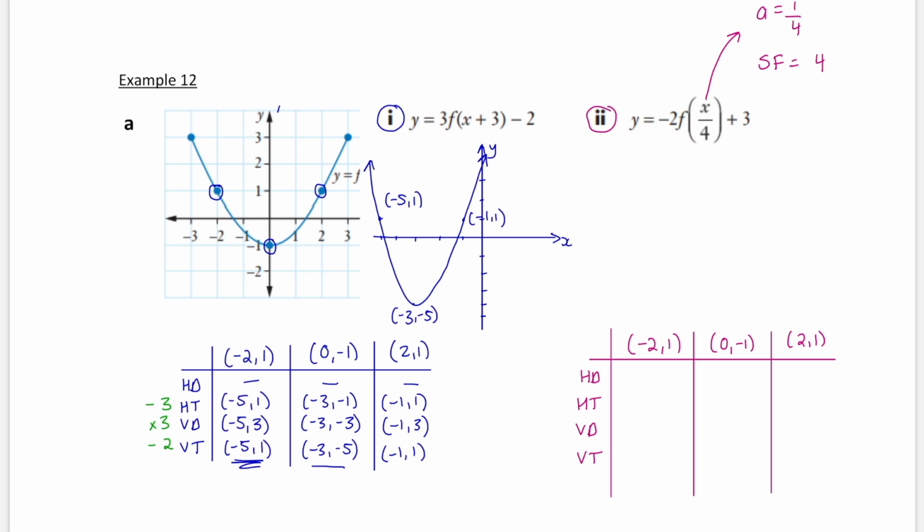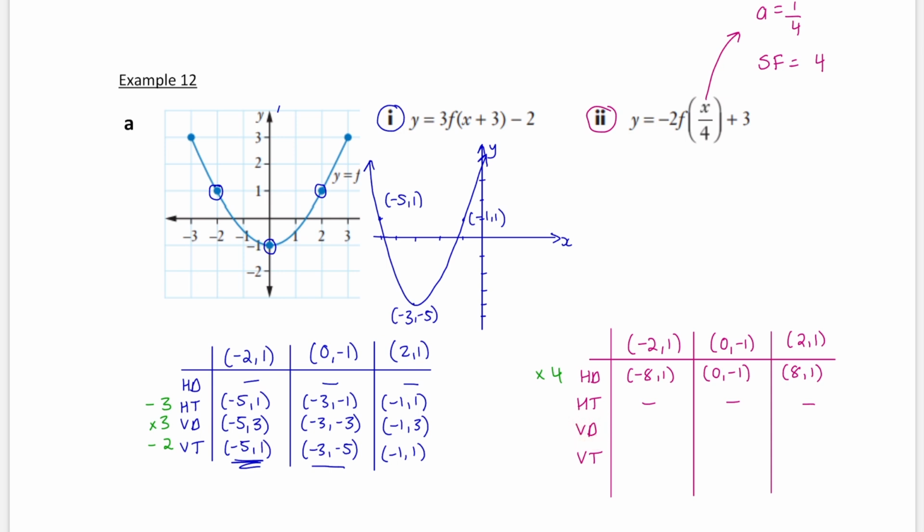So I'm stretching it across the x-axis. So now my horizontal dilation, my x values will be multiplied by 4. So -2 becomes -8. My y value stays the same. This is only horizontal. 0 times 4 is 0, and 8, 1. Next thing I'm going to look at, do I have any horizontal translations? I don't, so I don't have to worry about that.